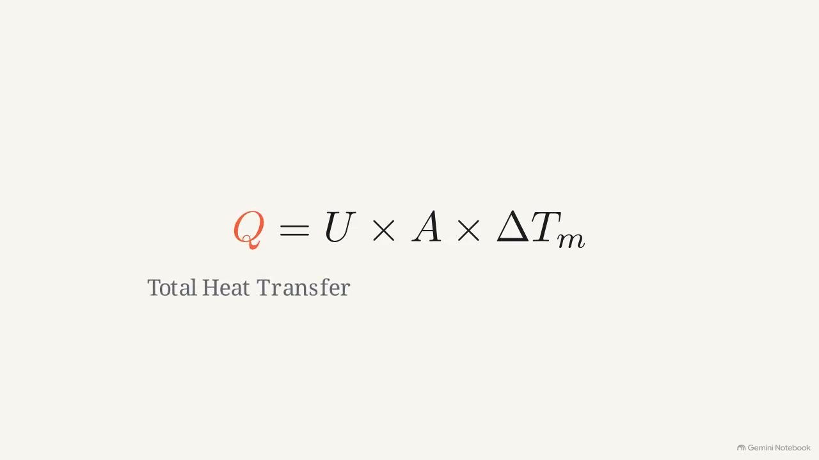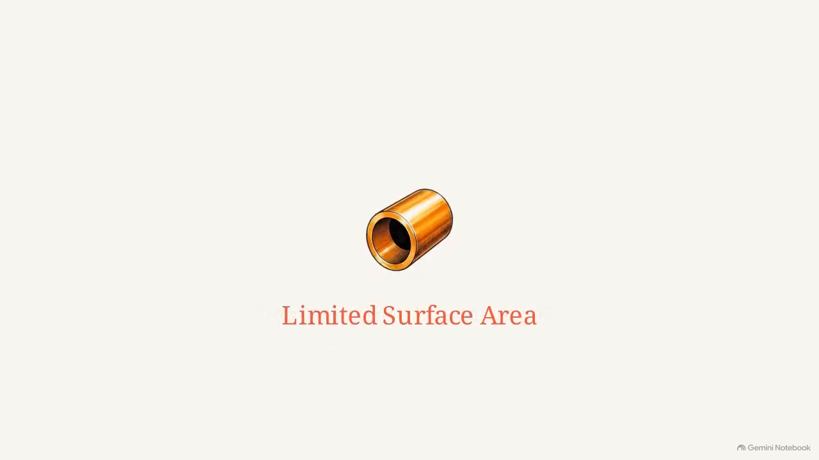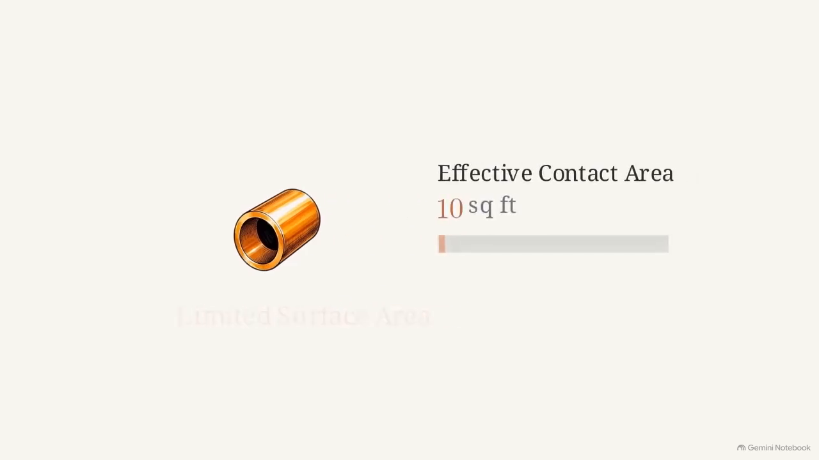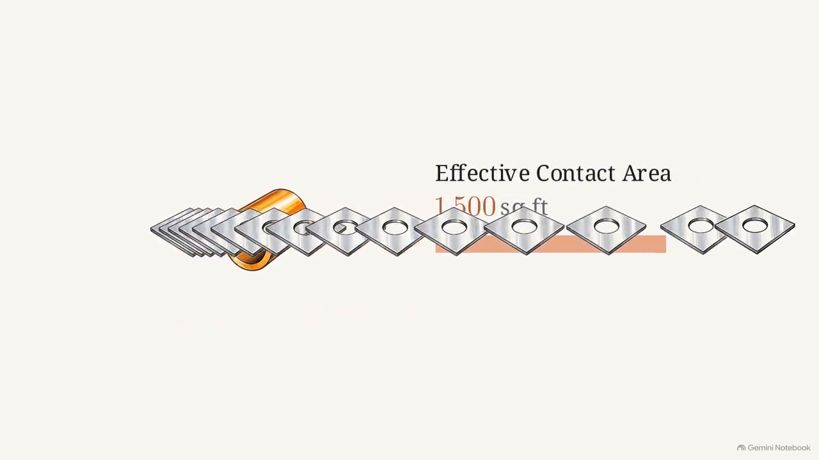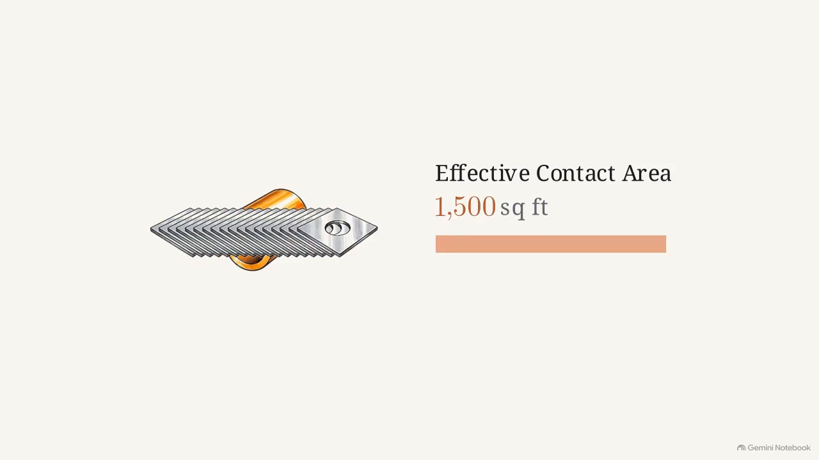To calculate exactly how much heat a coil can absorb, engineers rely on this specific heat transfer equation: Q equals U times A times delta Tm. Q represents the total heat transfer. To increase capacity, engineers must maximize these variables. Looking specifically at A, the physical heat transfer area, a bare copper tube offers a severely limited surface. By adding dense rows of thin aluminum fins to the exterior, the effective contact area increases exponentially.